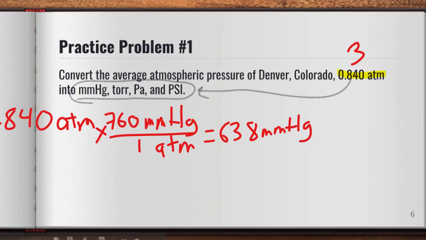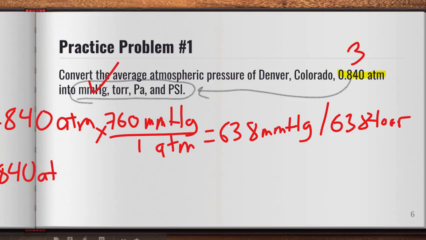All right, pretty straightforward there. So also keep in mind for the second problem that torr is the same conversion factor. It's 760 torr per atm. So the answer to the second one is going to be the same thing as the first one, 638 torr. Okay. We'll do the next one for PSI. So we'll have 0.840 atm.